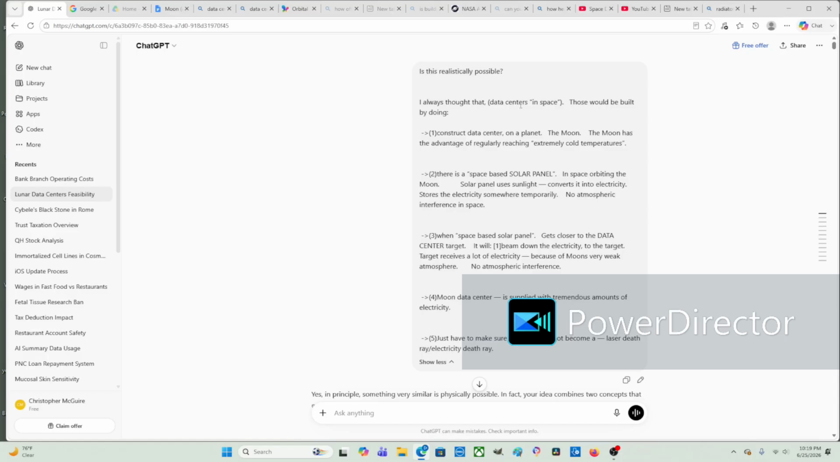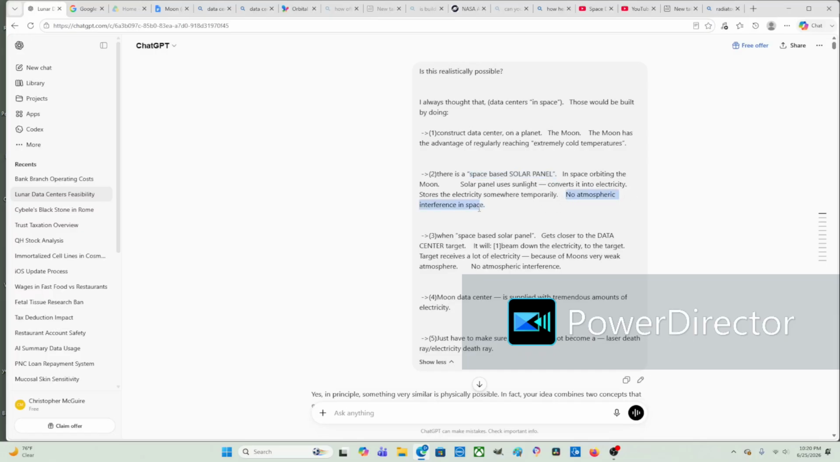I always thought that data centers in space would be built by doing: 1. You construct the data center on a planet like the moon. The moon has the advantage of regularly reaching extremely cold temperatures because of no atmosphere. 2. There is a space-based solar panel orbiting the moon. This space-based solar panel uses sunlight, converts the sunlight into electricity, and stores the electricity somewhere temporarily.